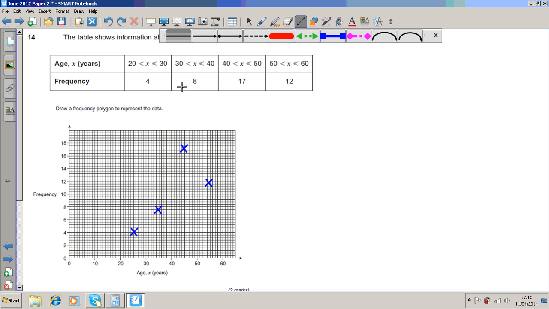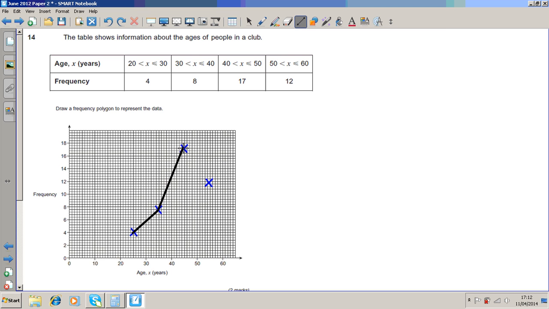So we've done that, and now what we'll do is join together your points. Straight line, bosh, bosh, bosh. Okay, and there's our frequency polygon done.